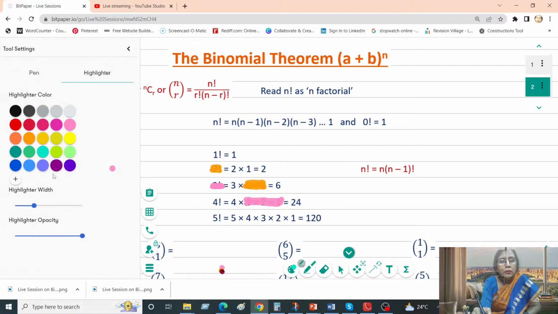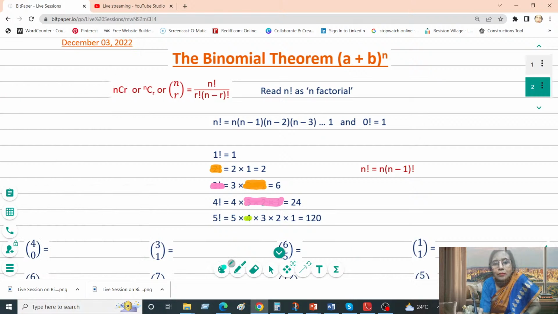So it can be taken as this one. This part is 4 times 3 times 2 times 1, which is 4 factorial. So 5 factorial is 5 times 4 factorial. This is what is written over here. n factorial is n times n minus 1 factorial. This is important, you have to remember this: n factorial is equal to n times n minus 1 factorial.